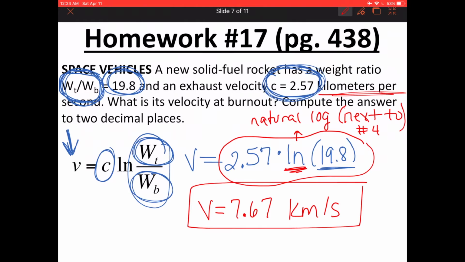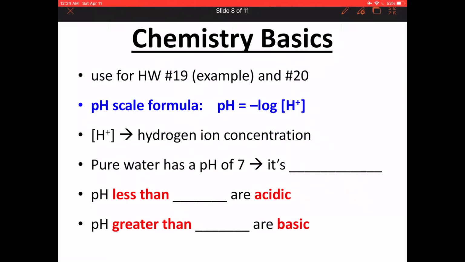Okay, guys? So that is our velocity burnout formula. Let's go to the last formula that we're going to do in this lesson, which is our chemistry formula. So this chemistry formula is going to be used for homework question number 20. All right, so the one that we're going to do here in the PowerPoint is number 19 to show you guys an example of what that would look like.